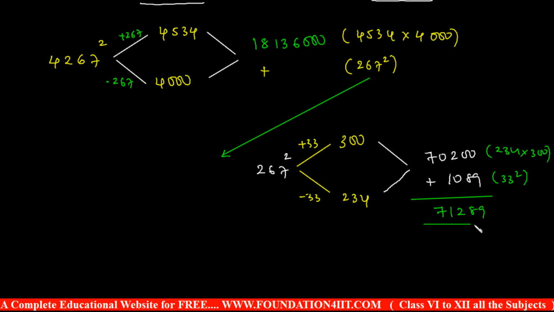71,289, right? 71,289 is what we need to add for this. Same, 71,289. Just by adding this both, we'll get the square root for this number. So that concept only will apply.